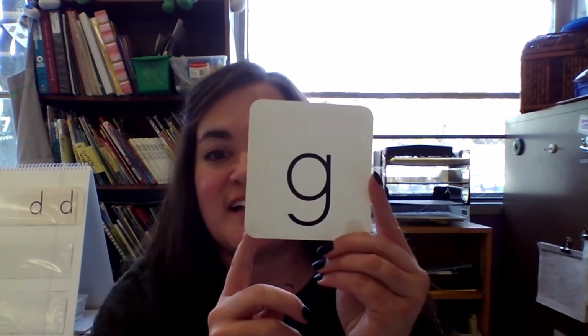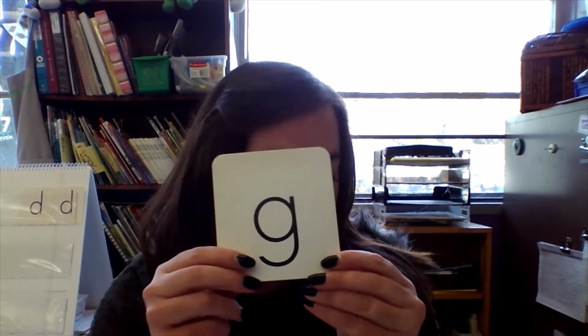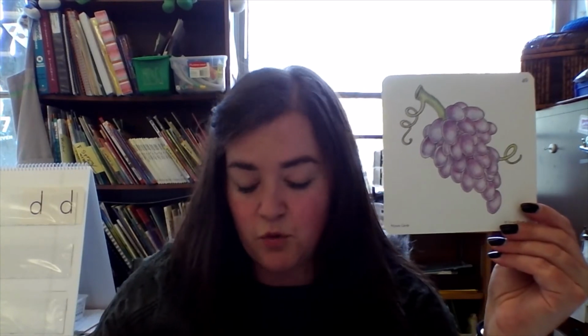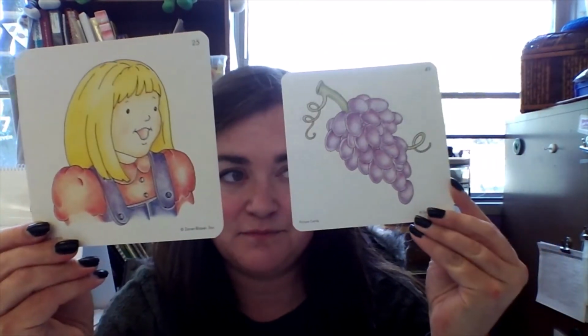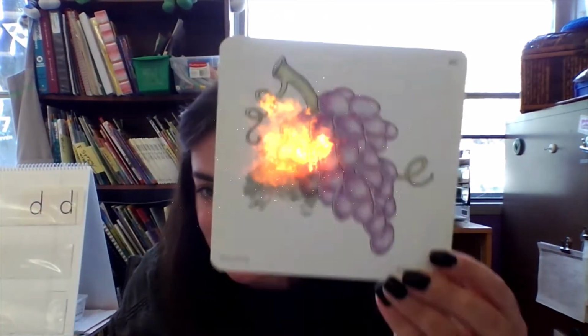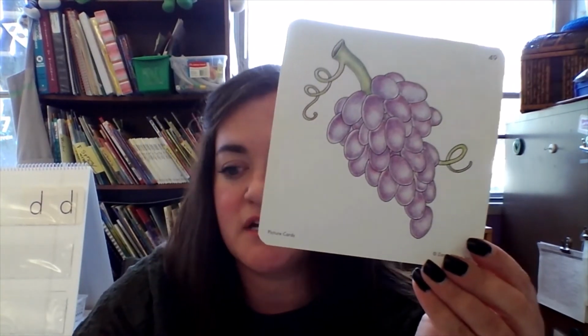Say grass. What do you hear at the beginning of the word grass? That's the letter G. So let's listen for that sound in these two words. Grapes or dock? Which one of these starts with that sound? Grapes starts with the sound G and the letter G.